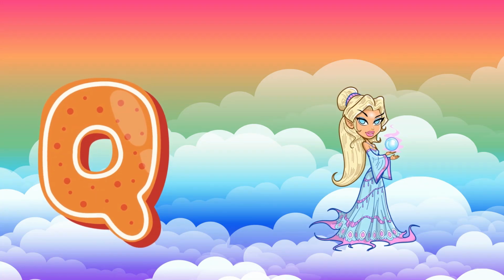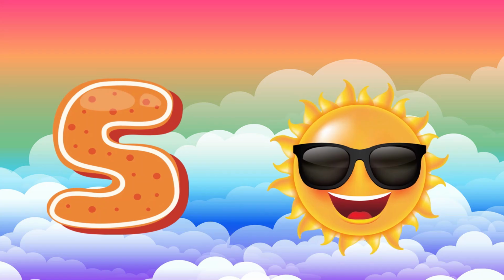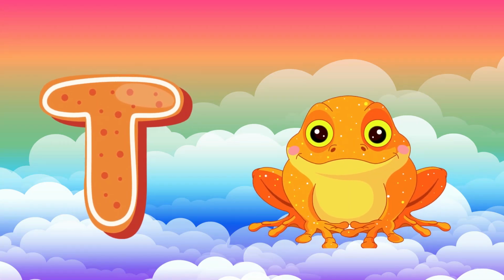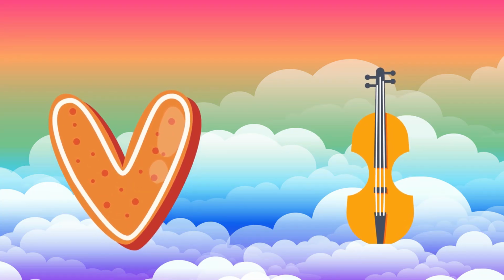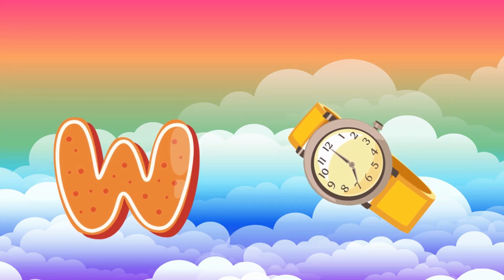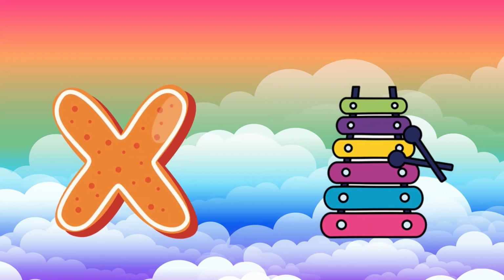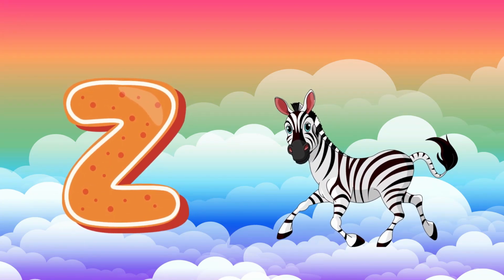Q is for queen, q, q, queen. R is for rabbit, r, r, rabbit. S is for sun, s, s, sun. T is for toad, t, t, toad. U is for umbrella, u, u, umbrella. V is for violin, v, v, violin. W is for watch, w, w, watch. X is for xylophone, x, x, xylophone. Y is for yellow, y, y, yellow. Z is for zebra, z, z, zebra.